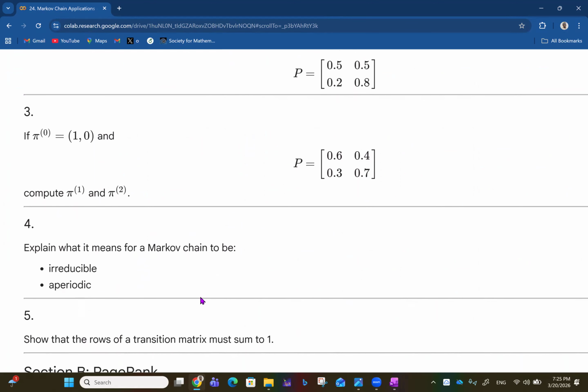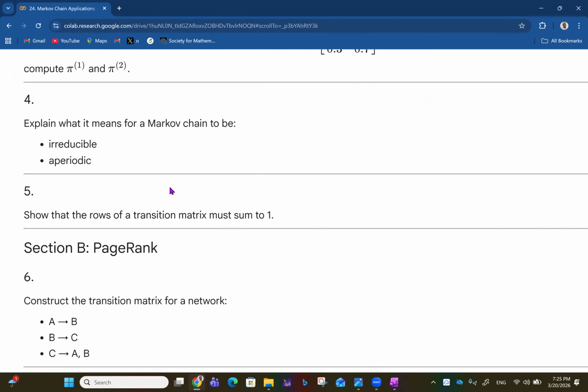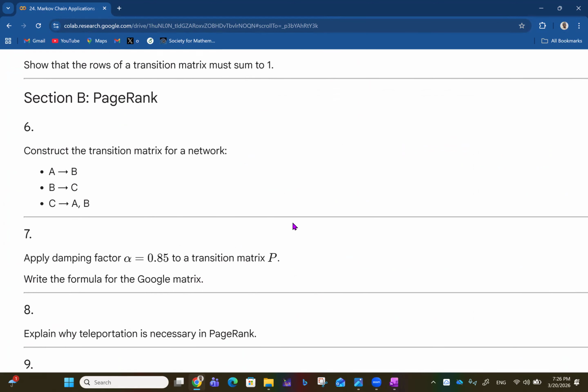So yeah, pi 1, pi 2, all that. Explain what it means for a Markov chain to be reducible and aperiodic. Show that the rows of a transition matrix must sum to 1, of course. Construct the transition matrix for a network. A goes to B, B goes to C, C goes to A and B.